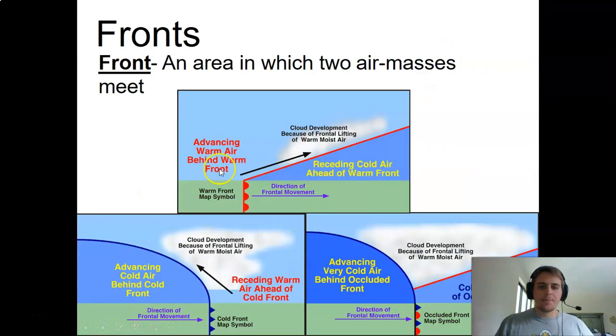So we can see that again here. Okay, so the cold air is right here, and as the warm air from the warm front comes in, it pushes into it, it rises up above and slowly pushes it out of the way.